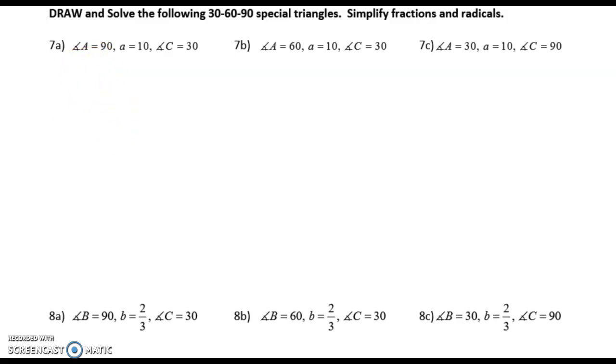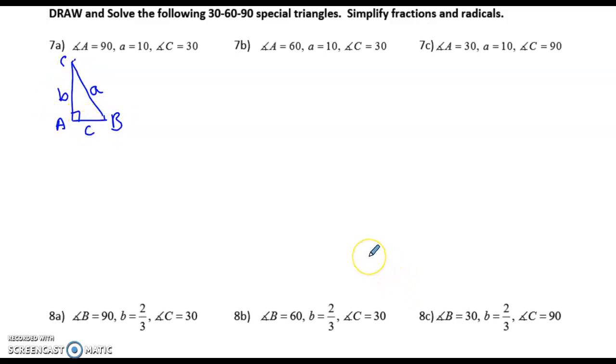So if you notice that this one's a 30, 60, 90, you could draw it like that or put it sideways. So there's my A. C was 30 degrees, so that's going to be that smaller angle. And then B would be my 60-degree angle. Remember the sides: capital letters are the angles, and the sides across from them are lowercase letters.